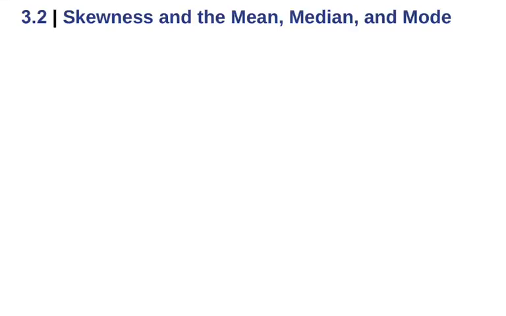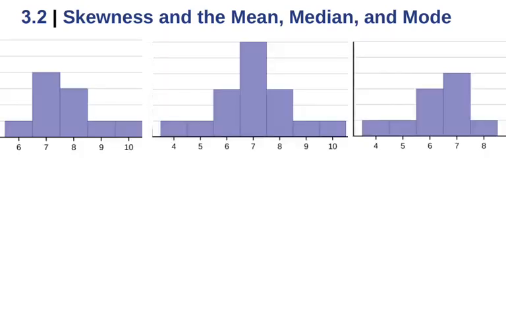In section 3.2, we're going to talk about skewness and these measures of center. So here we have some histograms that we made. And so we could see the different shapes that we have here and symmetries among them. So we'll talk about this middle one first. And so this middle one is what we call a normal distribution, and it's symmetrical.